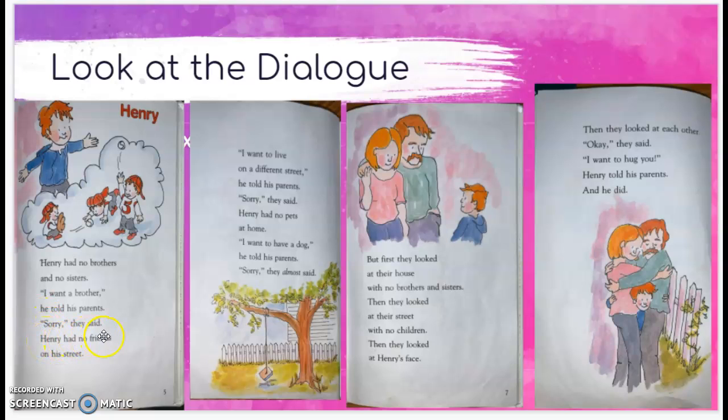"Sorry," they said. Henry had no friends on his street. So there's two things that were said. The word sorry was said by his parents. "I want a brother" was said by Henry. The other parts are not dialogue. It's just part of the story. But as you see, there's dialogue here that goes back and forth with them talking.